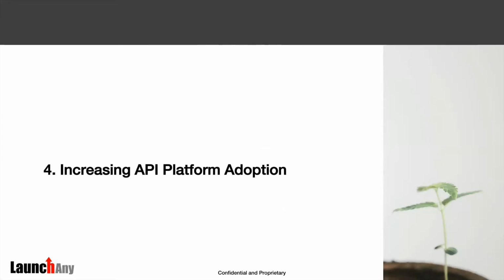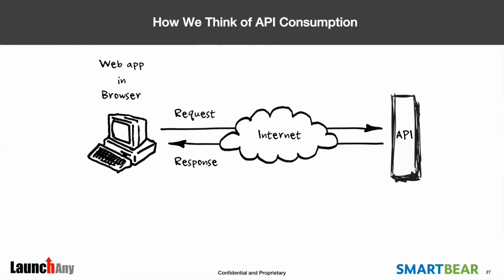The fourth factor in moving to an API platform is about increasing the API platform adoption overall. Oftentimes when we think about API consumption, we just think about the browser or a mobile app sending and receiving requests across the internet or across a local LAN to their API. And oftentimes that's just as far as it gets whenever an enterprise platform initiative starts.